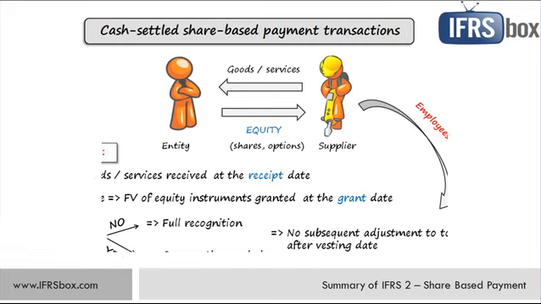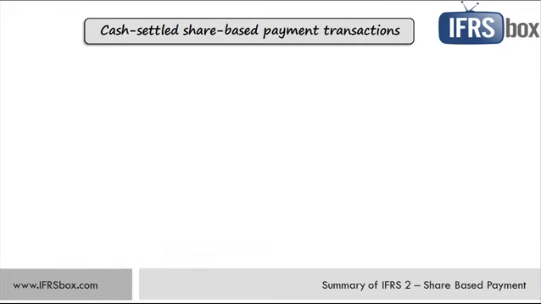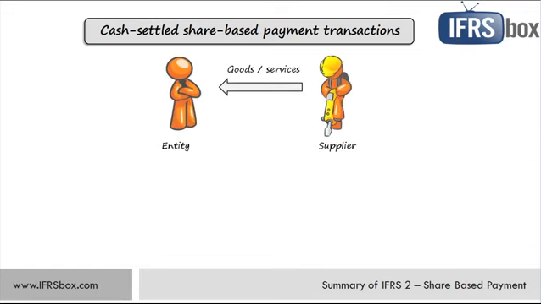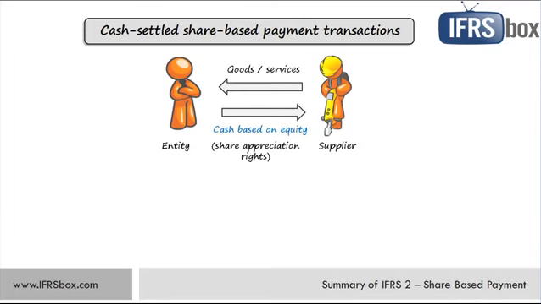Let's take a look at cash-settled share-based payment transactions. In these transactions, an entity acquires certain goods or services from the supplier, including employees, and pays for these services with cash or other assets in an amount determined by reference to its own equity instruments, for example, share appreciation rights, where the employee gets payment based on the entity's share price increase, or rights to mandatorily redeemable shares. As these transactions are typical and common in remuneration of employees, let's focus on measurement of share appreciation rights.